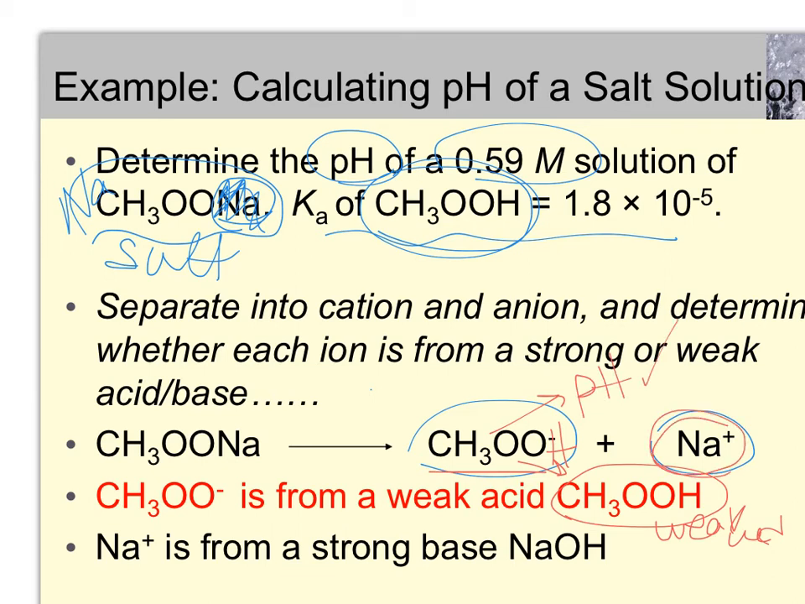Sodium cation, on the other hand, when you're looking at the cations to see where they came from, just put an OH on them. So sodium cation comes from sodium hydroxide. That is a strong base. If they come from strong acids or bases, they have no effect on the pH. So we really just have to go a step further with the acetate ion and see what it's going to do to the pH.